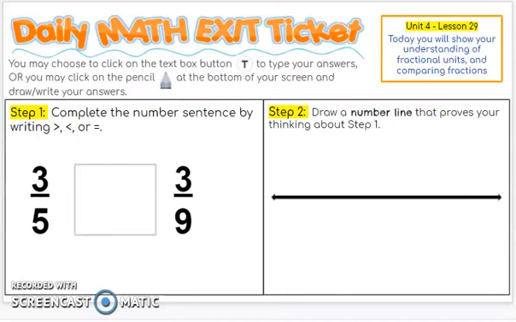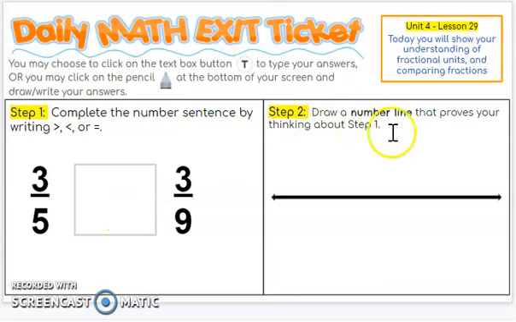All right, kiddos, this is your exit ticket today. So first, you're going to complete the number sentence by writing greater than, less than, or equal. You're comparing 3 fifths and 3 ninths. You can watch this video again to help you. Maybe you want to draw this out on a piece of paper or on your Seesaw, and it will help you figure it out. But you need to put the symbol greater than, less than, or equal right in this box.